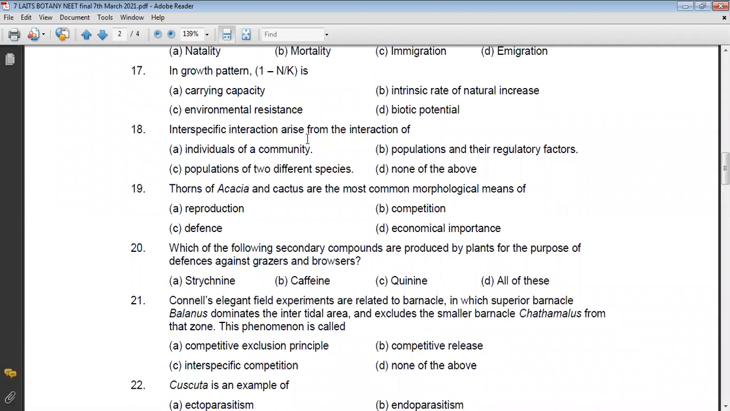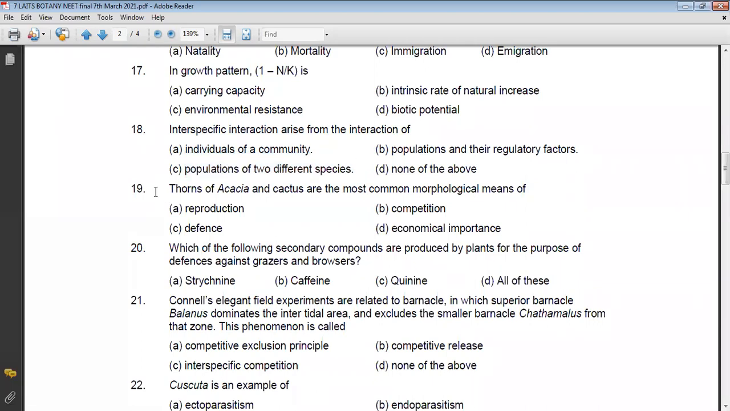Interspecific interaction arises from the interaction of, that means what? Between two species, interaction between two different species is interspecific. If it is intraspecific, it is within a community. So populations of a community, populations and their regulatory factors, and populations of two different species. So the answer will be populations of two different species.